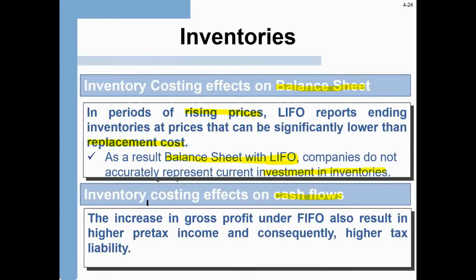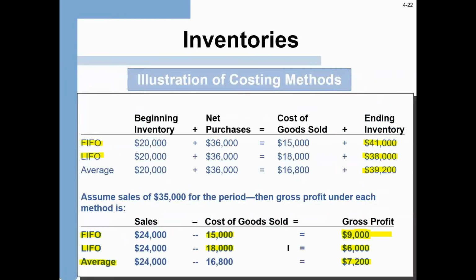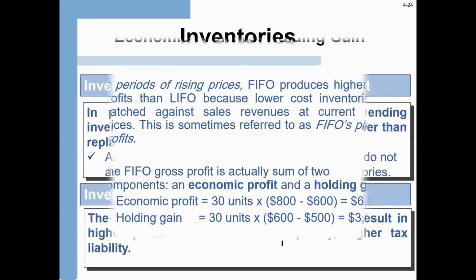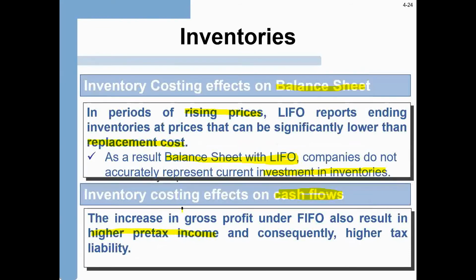On the other side, what will be the effect on our cash flows? The increase in the gross profit under FIFO also results in higher pre-tax income. You can see the same thing which we have highlighted: we have higher pre-tax income. Because of this higher pre-tax income, our calculated tax liability will also be more. So these are the effects on the balance sheet and cash flows.